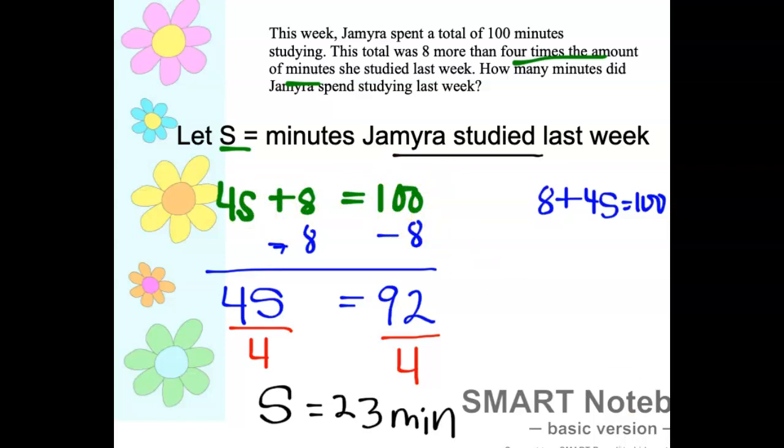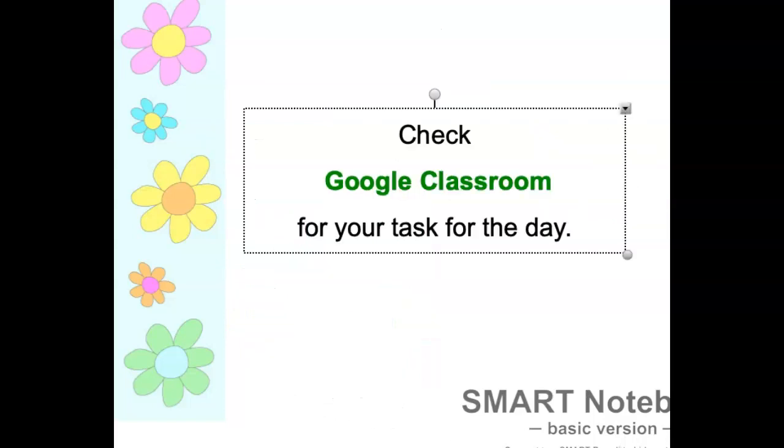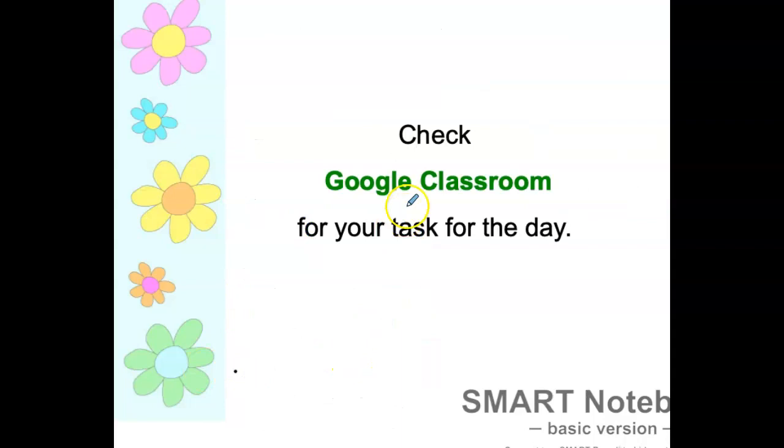I hope you learned how to write an equation based on the scenario given to you, a real-world problem. Your task will be in your Google Classroom, so check it for your task for today. If you have questions, you can always go back to the slides that we had. I took a screenshot of every problem we had.